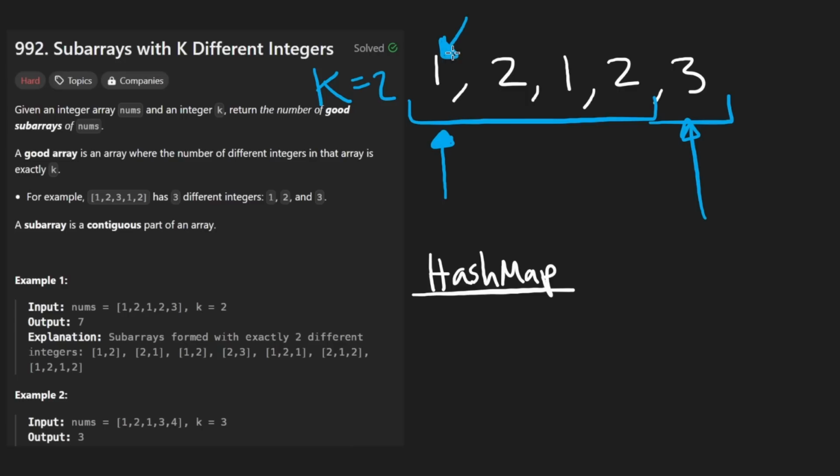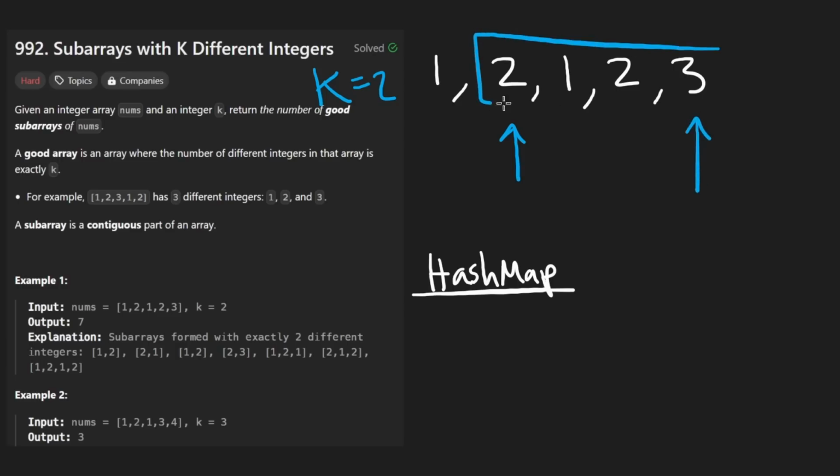There just cannot be, right? It's impossible at this point. As we add more elements, there's only going to be more elements introduced into the hash map. So we have to stop. We have to then shift our left pointer. We shift it, let's say, over here. Now, this is still not valid.